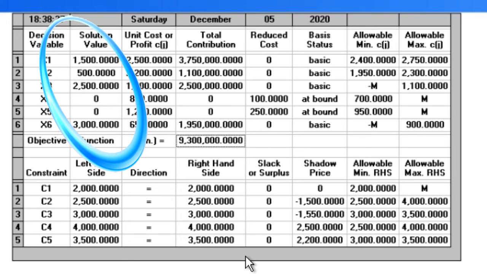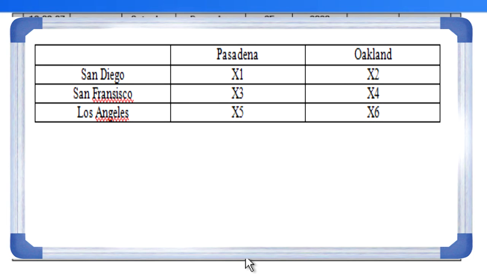To facilitate the understanding of the values indicated in the results table, the optimal solution should be interpreted as follows. San Diego: Pasadena x1, Oakland x2. San Francisco: Pasadena x3, Oakland x4. Los Angeles: Pasadena x5 and Oakland x6.